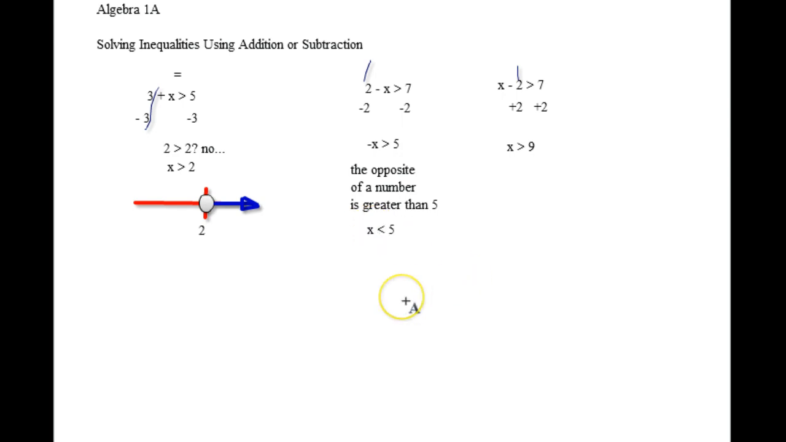Okay, and that will lead into the next lesson because we don't want the opposite, we want the number. So if the opposite of a number is greater than 5, then the number is actually less than 5.